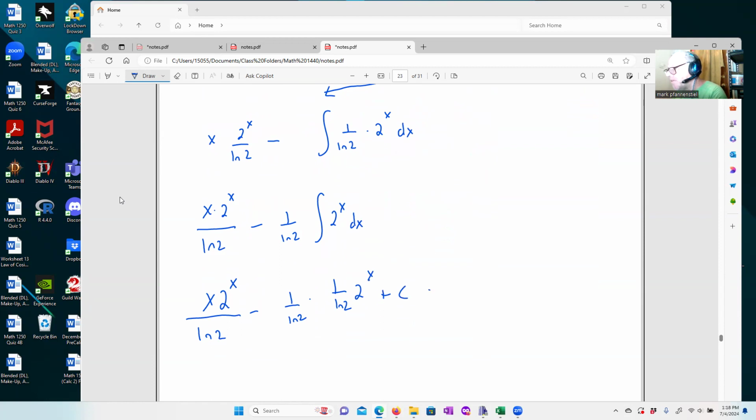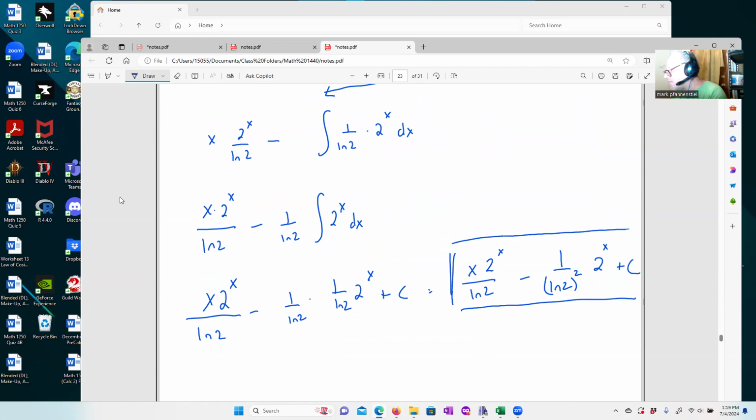So what we're going to end up with is x 2 to the x over ln 2 minus 1 over ln 2 squared. There's not much you can do with that. Okay, times 2 to the x plus c. And that's going to be our answer for this integration by parts problem. So sneaky of me to introduce you to integration by parts, but also remind us of what a to the x would be. So with that purpose to kind of sneak that in.